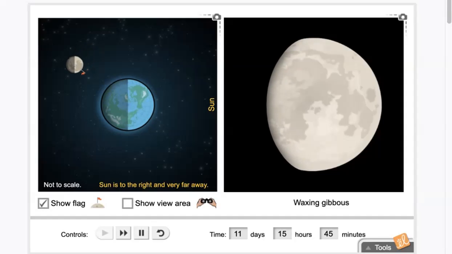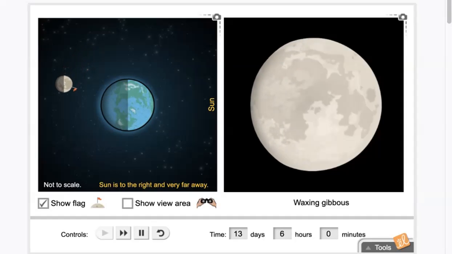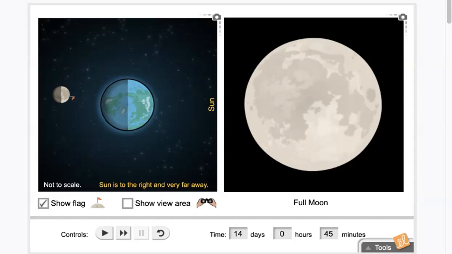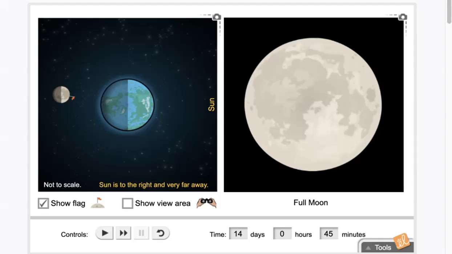Now the waxing gibbous again occurs over several days until it hits this point here. So now go ahead and fill in number 16 and 17. We're in this position, 16, 17. Here it is on the gizmo.